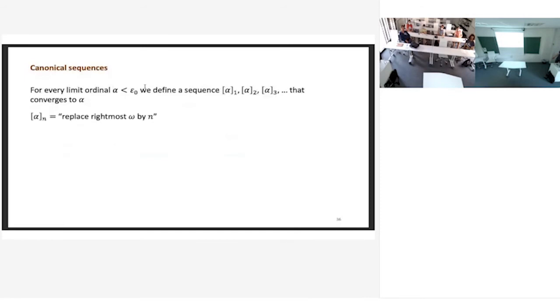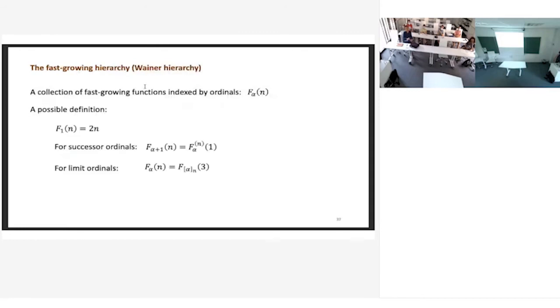For every ordinal smaller than epsilon 0, you can define a sequence of ordinals that converges to that ordinal. Basically, you take the rightmost omega and replace it by n. Okay, I'm going to skip the details. But basically, if you want to define f alpha of n, where alpha is some ordinal, for each ordinal alpha you have a fast-growing function.